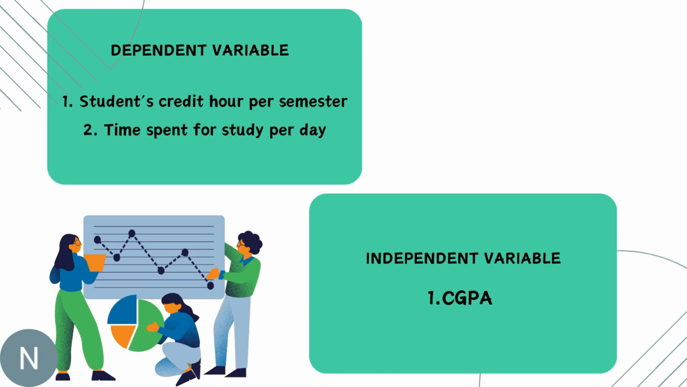And then the last one is the independent variable, which is CGPA, cumulative grade point average. This independent variable is the factor we believe may influence or predict change in the dependent variable. So CGPA is a comprehensive measure of a student academic performance over time, taking into account the grade achieved across multiple courses.